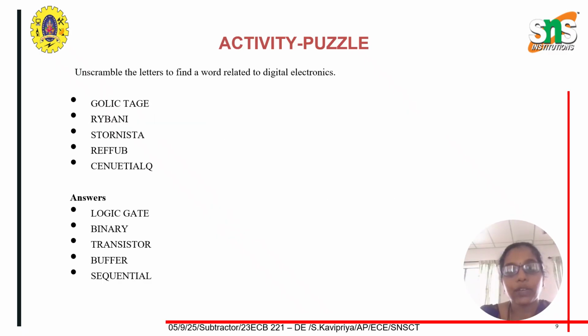And next is an activity which is a puzzle: unscramble the letters to find a word which is very much related to digital electronics. The first one is logic gate, second one is binary, third one is transistor, fourth one is buffer, and final one is sequential. All these words are related to digital electronics.